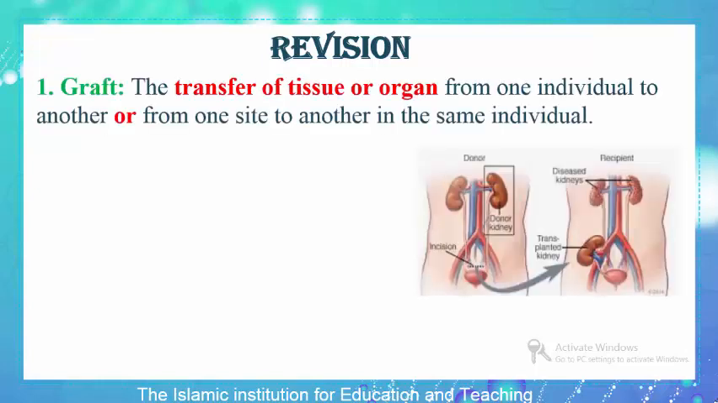At the beginning, let us recall together the most important information that was explained in the previous video. We state that a graft is the transfer of tissue or organ from one individual to another, and this occurs in isograft and allograft. Also, graft can occur by transfer of tissue from one side to another in the same individual, and in this case we talk about autograft.